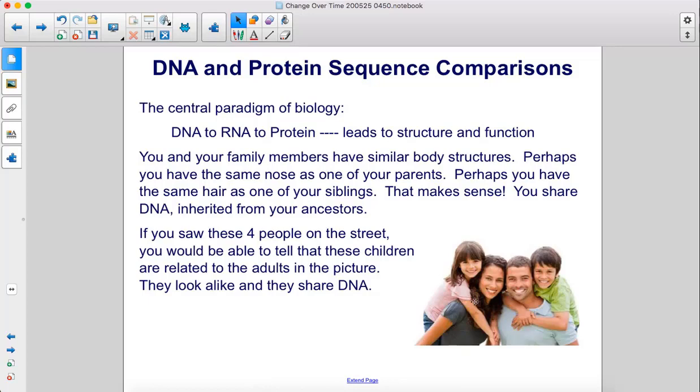If you saw these four people on the street, you would be able to tell that these children are related to the adults in the picture. They look alike and they share DNA.